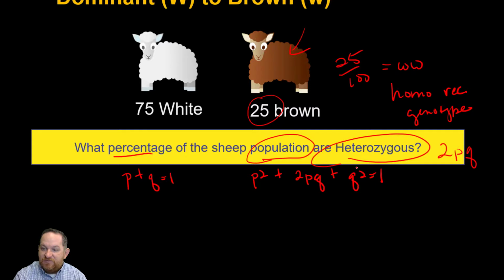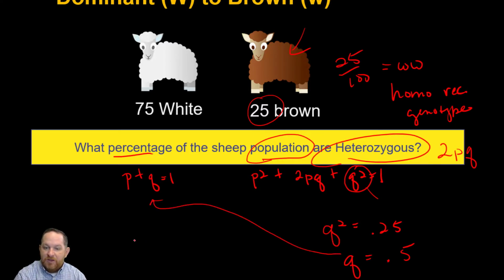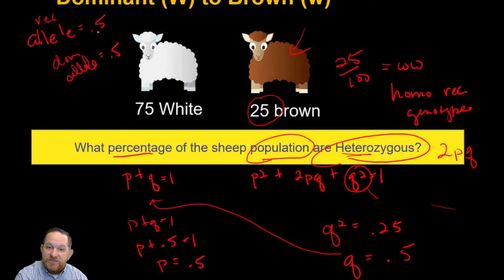So we can see, since Q squared is the number of homozygous recessive genotype, we can say Q squared is equal to 0.25, which means Q is equal to 0.5. So we can now take this back up to solve for P. P plus Q equals 1, so P plus 0.5 equals 1. That means P equals 0.5 as well. So the recessive allele frequency is 0.5. The dominant allele frequency is 0.5.